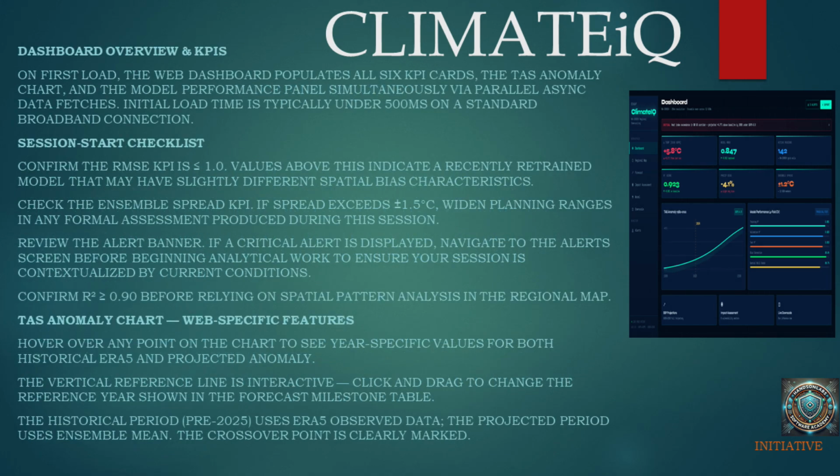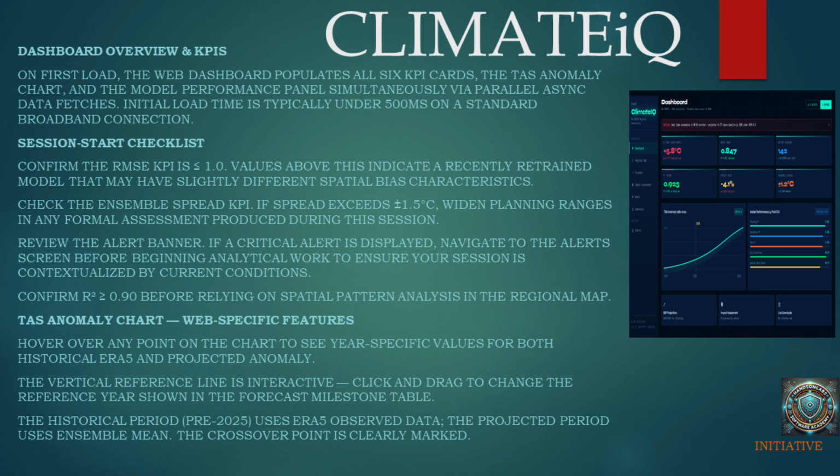Now let's look at the dashboard overview KPIs. On first load, the web dashboard populates all 6 KPI cards, the TAS anomaly chart, the model performance, and the alert panel simultaneously with parallel asynchronous data fetches. Initial load time is typically under 500 milliseconds on a standard broadband connection.